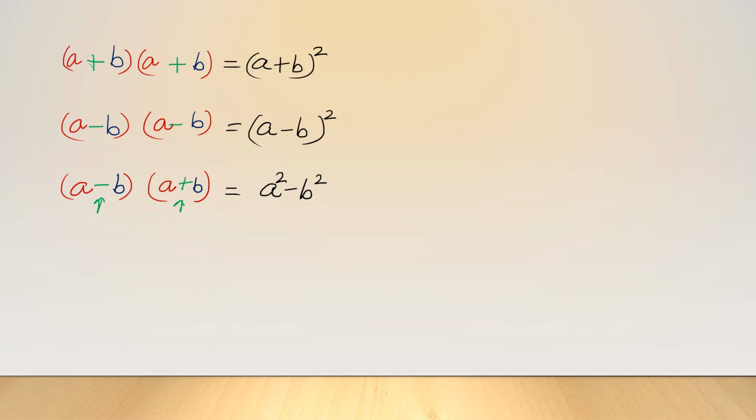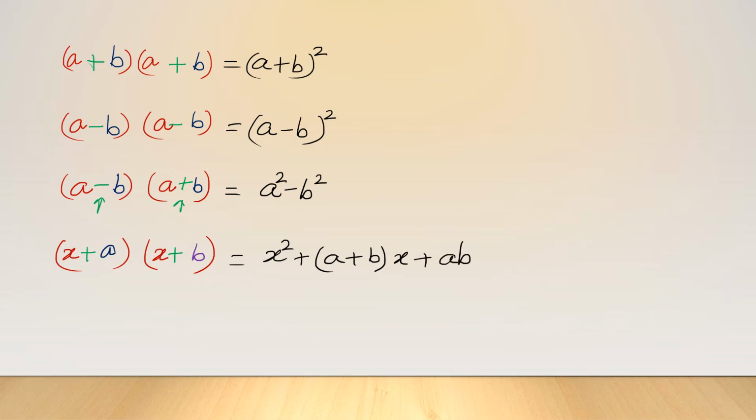Now, if we have 2 brackets, the first term of both the brackets is same, but the second terms are not same. Suppose one is a and the other one is b. Both the terms are different and any sign, positive or negative, is there. Then we apply the identity x square plus (a plus b)x plus ab.